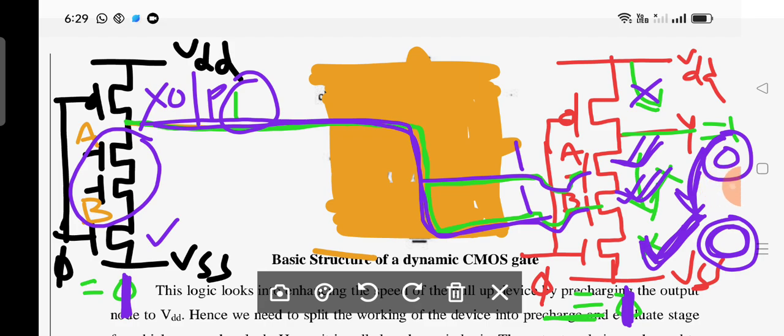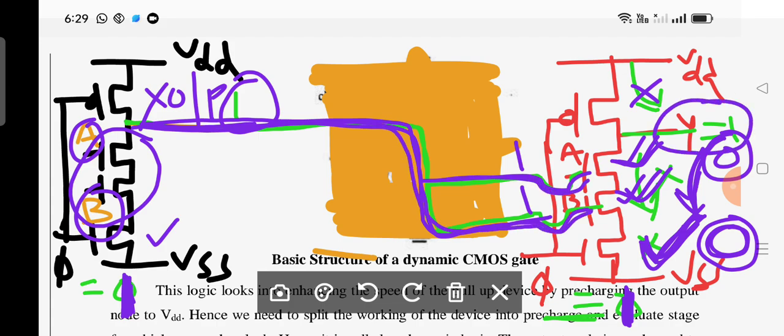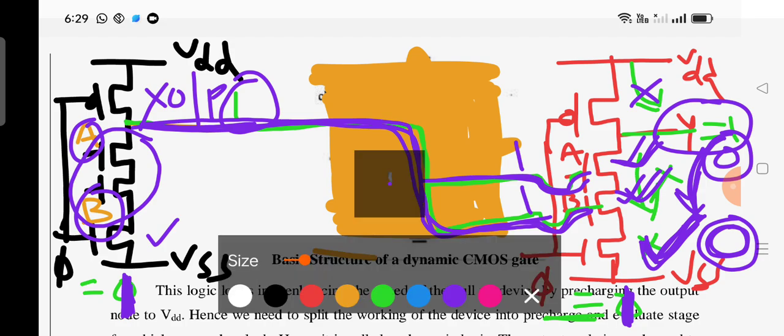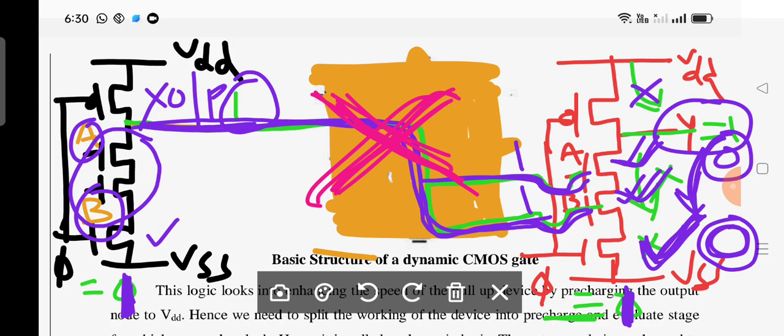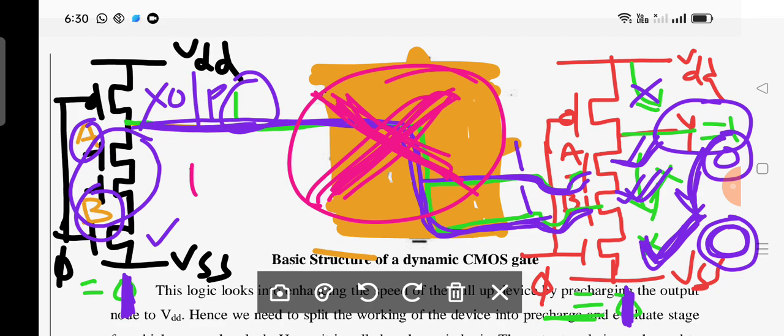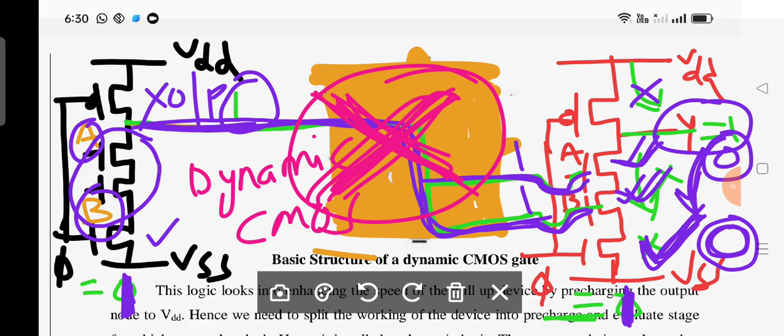But actually, when pi is equal to 1, depending upon the inputs, the output should be produced, and this output should be forwarded to the next stage, then it should produce an output. Therefore, what is the major drawback present here? Cascade problem. This type of thing is not permitted in dynamic CMOS. That is a major drawback present in dynamic CMOS along with the clock power and synchronization.